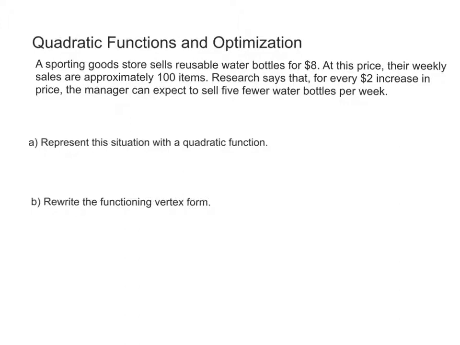What are they going to try to optimize here, do you think? Their sales, but not just the sales, it's really the amount of money that they're making, right? That's what a store wants to do, is make the most money that they can. So right now, they're selling them for $8 and they sell about 100 a week. Research says that for every $2 increase in price, the manager can expect to sell 5 fewer water bottles per week. So really what we want to know is, should they be charging more or less than they're currently charging?